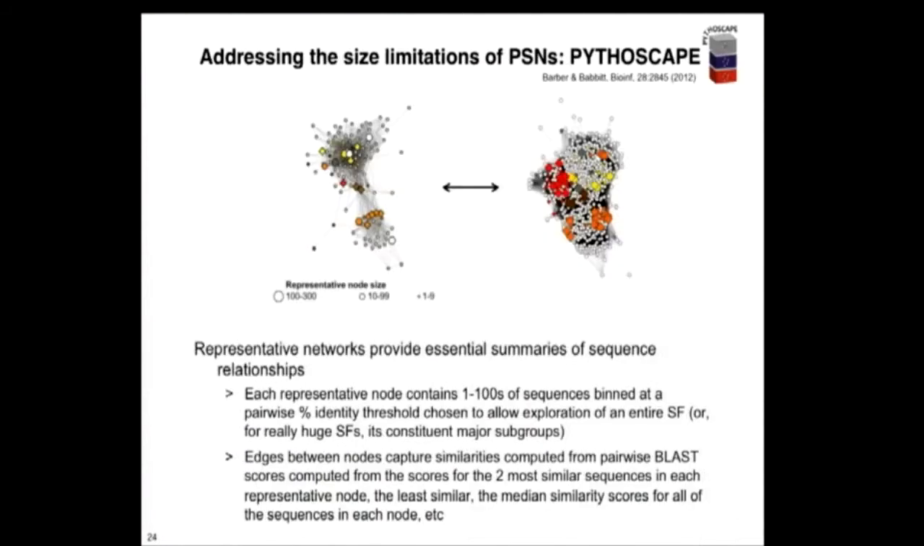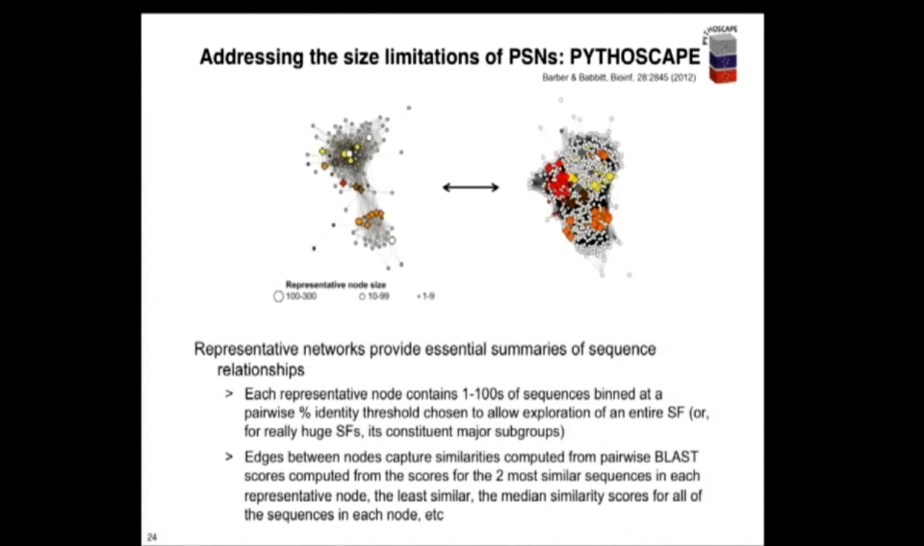The next thing we had to do was deal with the size limitations of Cytoscape and, in fact, generating edges in a reasonable time frame. We've done that with a program called PythEscape, so named by the graduate student in my lab who built it. He built a framework for managing creation of similarity networks. What that generates is what we call representative networks, and they give us some summaries that we could start from.